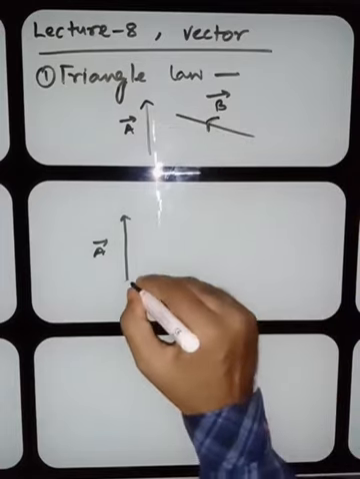Look at here. 1. This is 5. Both are in the same flow. So these two are the vectors. And then this 4 will be the resultant. Yes. Okay. Now, next test.